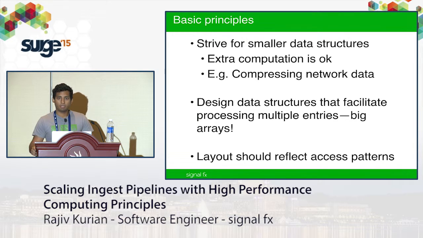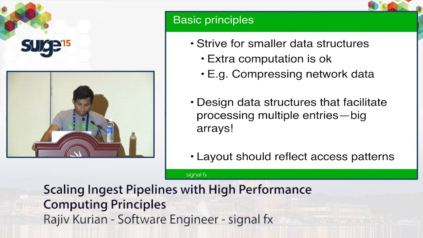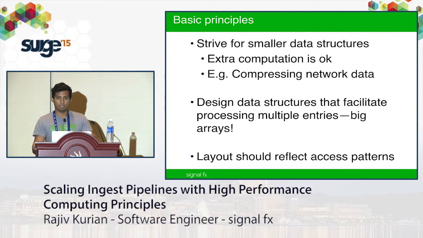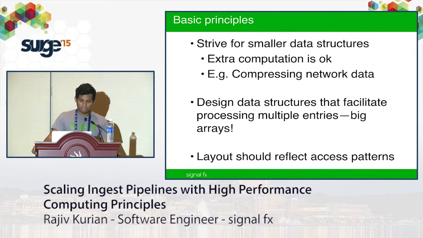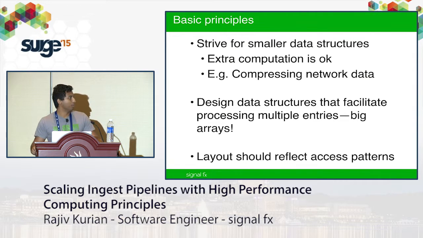This is exactly like compressing network data. Your network bandwidth is a limited resource. Your memory bandwidth is a limited resource. So we should design data structures that facilitate processing multiple entries. What do I mean by that? We rarely ever process one of anything. It's always multiple HTTP requests, multiple points in a time series database, multiple objects in an animation frame of a game. So just being cognizant of the fact that we process multiple things together opens up a lot of opportunities for optimization. And we'll look at some of those later.